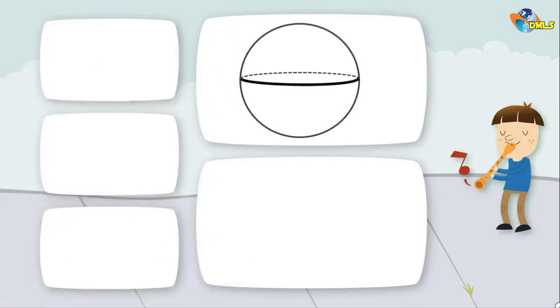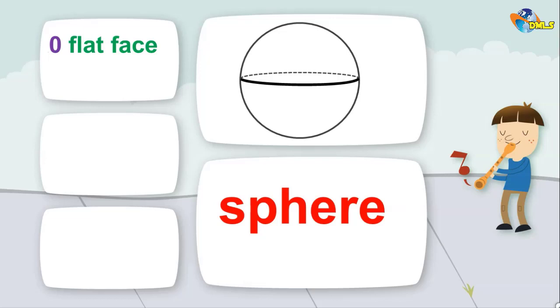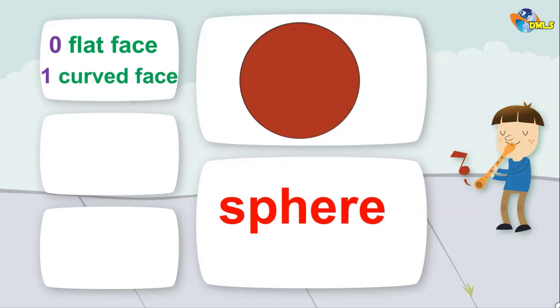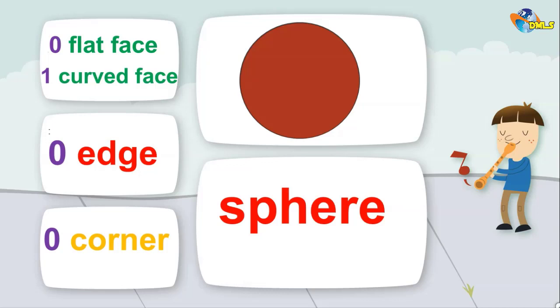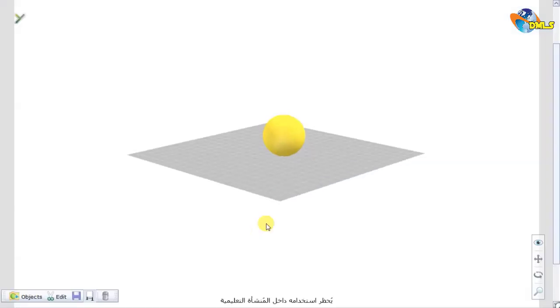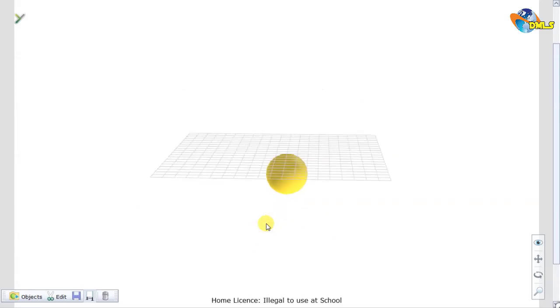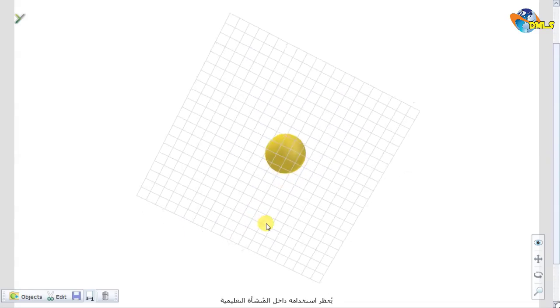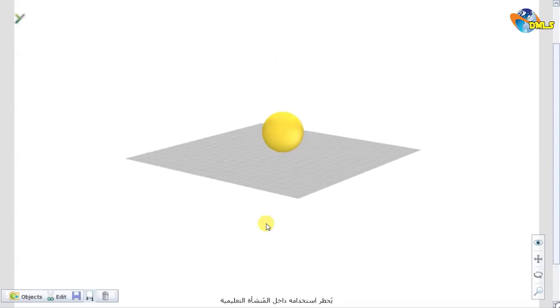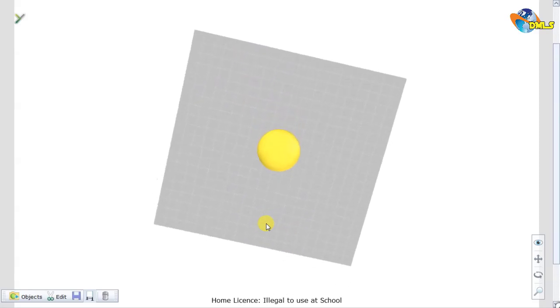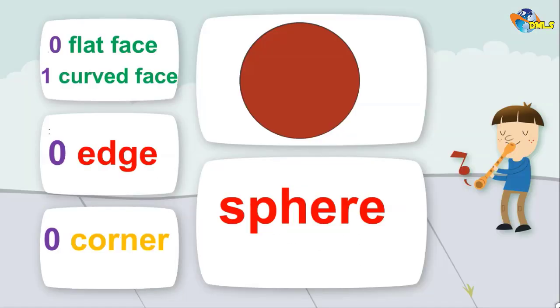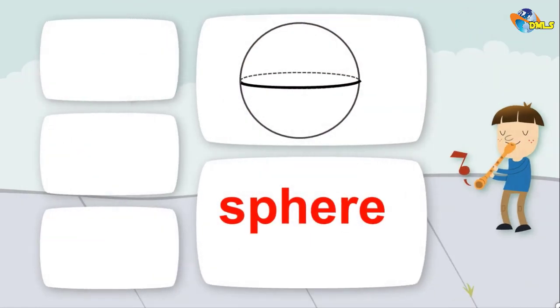We have another solid. This solid is called sphere. It has 0 flat faces and one curved face. The number of edges is 0. The number of corners is 0. Let's see sphere. It's like a ball. It has one curved face. Let's see some real life items that are sphere.